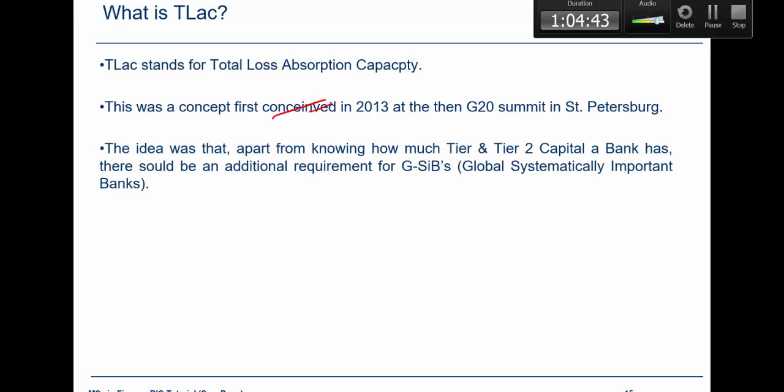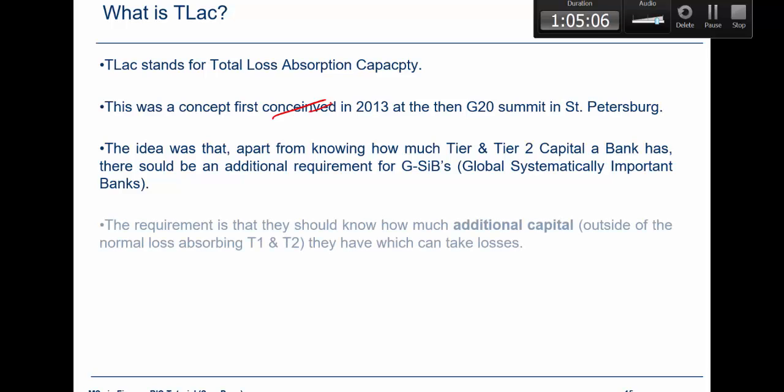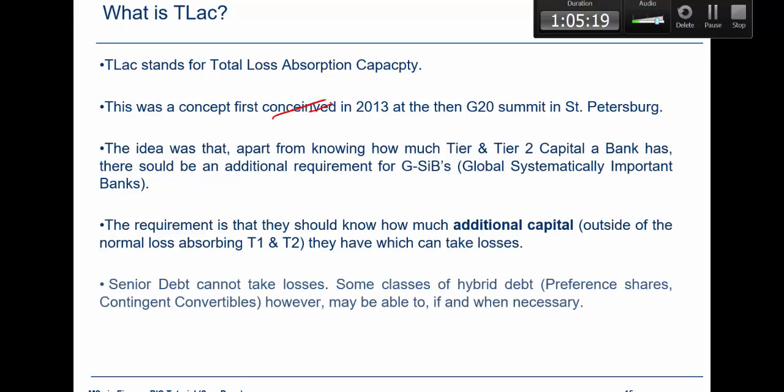And the idea was simply that apart from knowing how much tier 1 and tier 2 capital a bank has, they want to have an additional requirement for what are called global systemically important banks. Now, the requirement is that they want to know how much additional capital there is which can take losses. I will explain to you in a moment what that actually means, okay?